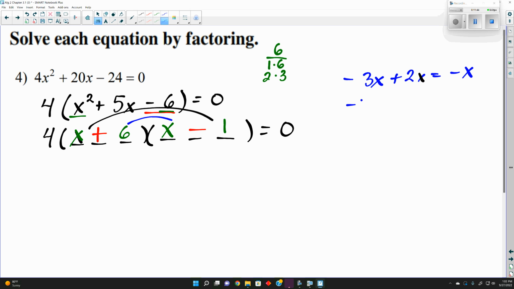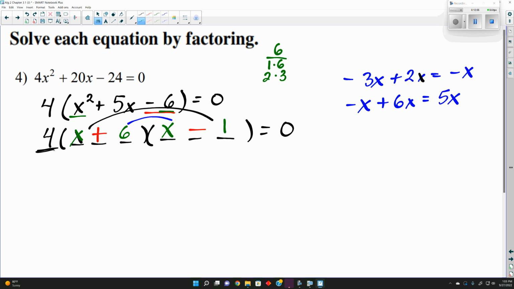X times negative 1 is negative x. 6 times x is going to be plus, which gives us a positive 5x. So that's what we wanted, yes? So now we can solve because we do have 2 or more things multiplied together to equal 0, yes?